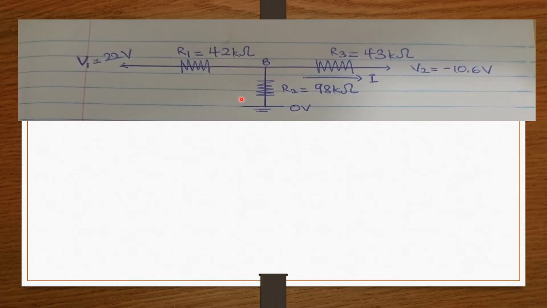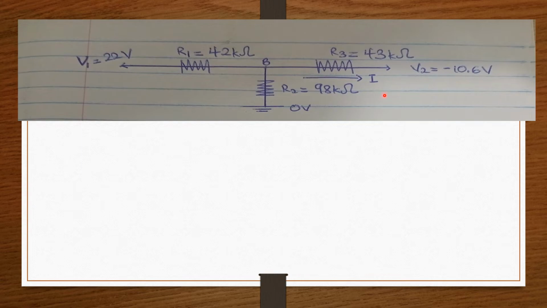So as you can see here, I have simplified the diagram, which is going to help us understand and solve this problem. We have V1 equals 22 volts, R1 here, the B node, R2, an earth portion, R3 and the current I, which was moving in that direction, and V2, which was equal to negative 10.6 volts. If you look at this diagram that I've redrawn, you can see that our bar moves from the highest voltage, which is 22, and ends at the lowest, which is negative 10.6 volts.